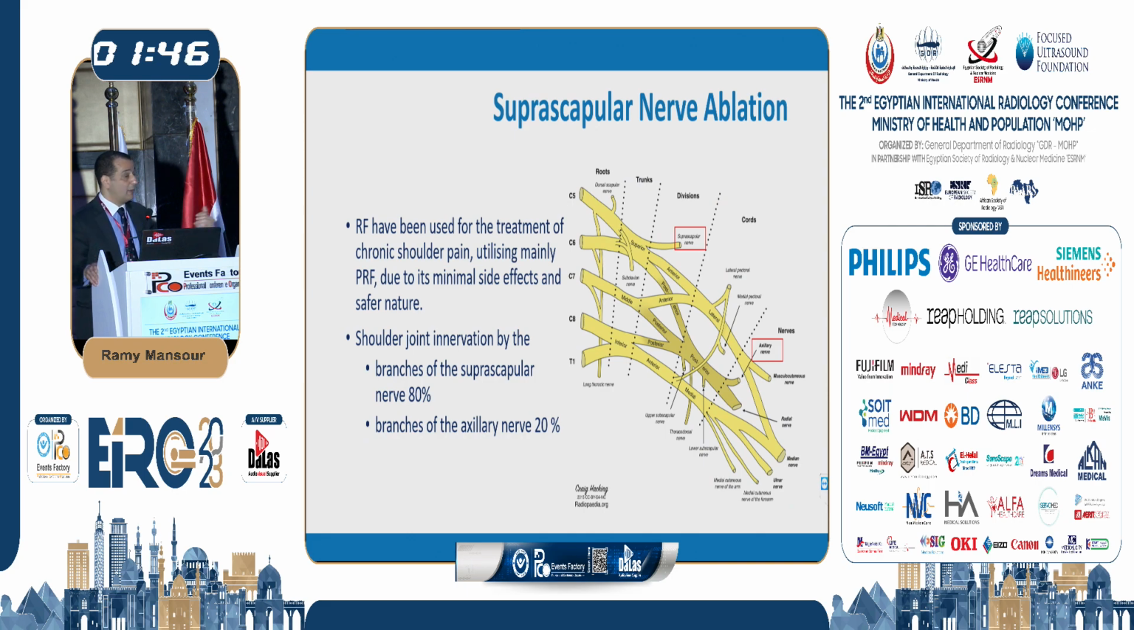Dr. Tarek mentioned the suprascapular nerve block. So we use the same, the suprascapular nerve. As you can see, it is a branch of the brachial plexus. The shoulder is supplied by the suprascapular nerve for 80% of the sensation, but 20% is supplied by the axillary nerve. So when you achieve the maximum you can achieve, there is an 80% reduction of pain.